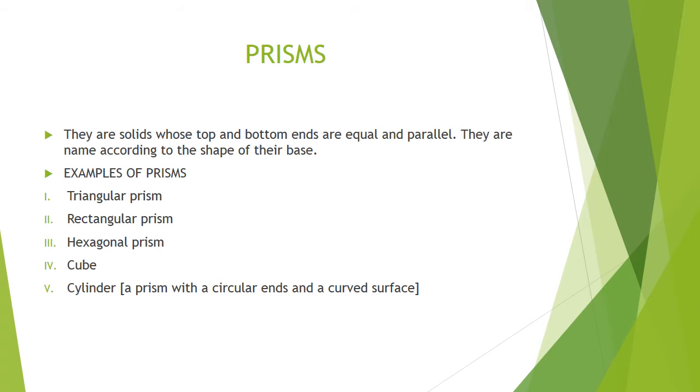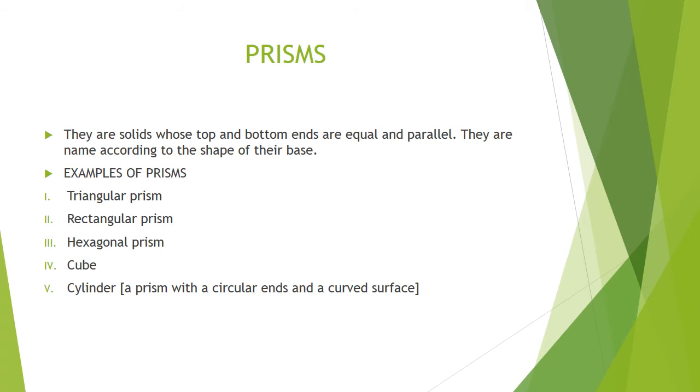Then we have rectangular prism. It means the base takes the form of a rectangle. Hexagonal prism. When we say hexagon, it is a figure with 6 equal sides. So hexagonal prism may take the base of what? A hexagon. Then we have cube. Cube, you know cube, they all have equal sides. So the base takes the form of a square.